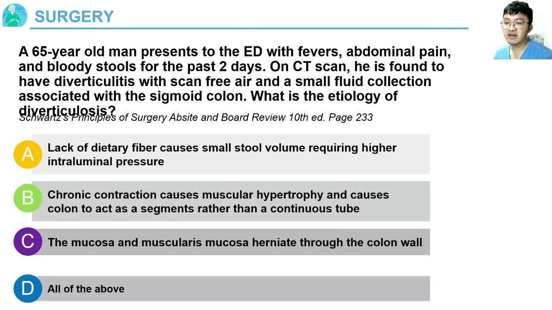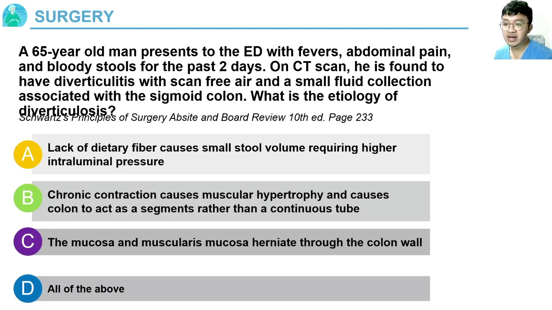Next, a 65-year-old man presents to the emergency department with fevers, abdominal pain, and bloody stools for the past 2 days. On CT scan, he is found to have diverticulitis with scant free air and a small fluid collection associated with the sigmoid colon. What is the etiology of the diverticulitis?